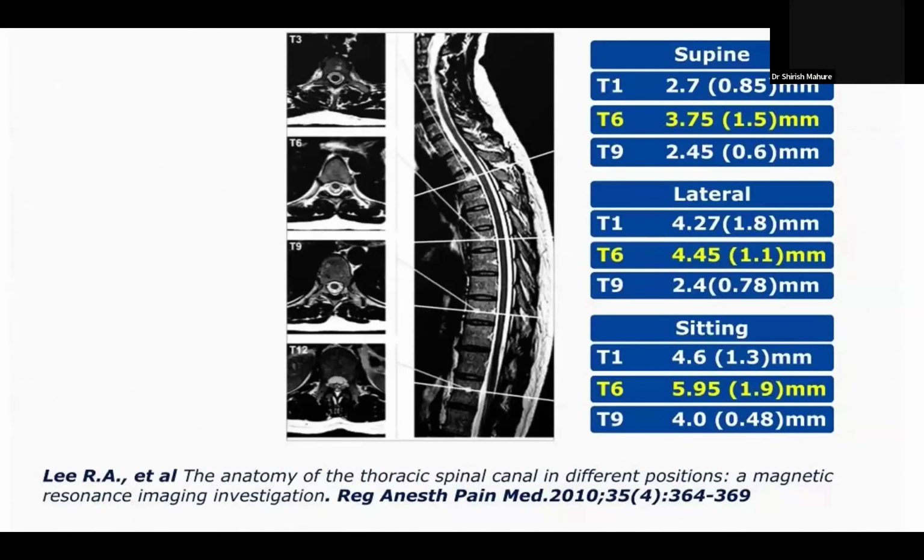Lee, R.A. et al. studied the anatomy of the thoracic spinal canal in different positions, that is supine, lateral, and sitting. With MRI studies, they found that the distance at the mid-thoracic level is maximum in all three positions. And fortunately, it is maximum in the sitting position, that is 5.95 millimeter, which is the best preferred position for all of us to give spinal anesthesia.